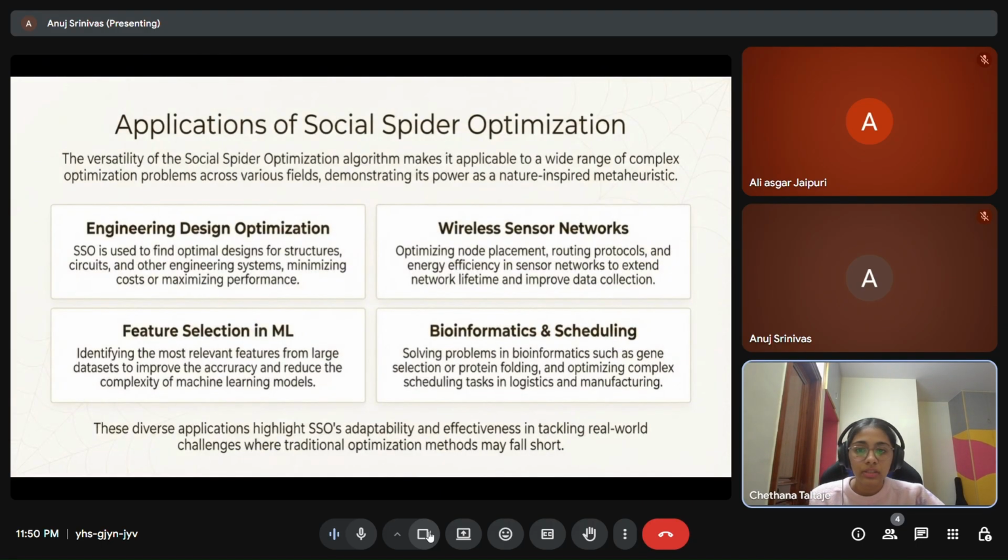Now moving on to the applications of social spider optimization. SSO is widely used in engineering design optimization, wireless sensor networks, feature selection in machine learning, and bioinformatics scheduling. Its ability to model cooperation and communication makes it suitable for complex optimization problems where classical methods struggle.